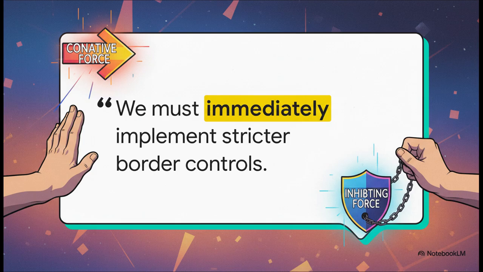Imagine the telos is implement stricter controls. Now look at the text. It uses words like must and immediately. You can feel that, right? It creates this powerful, undeniable sense of urgency. That's a textbook FID of 5. And since there are no obstacles mentioned, well, the FEE is a clear 0.